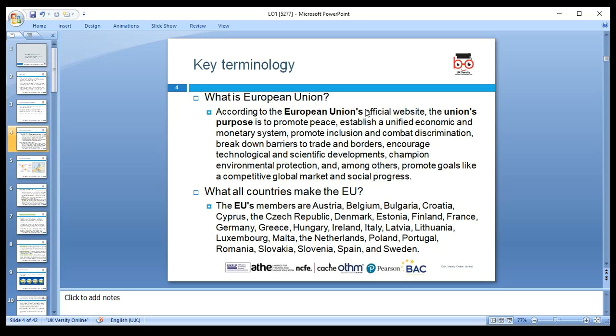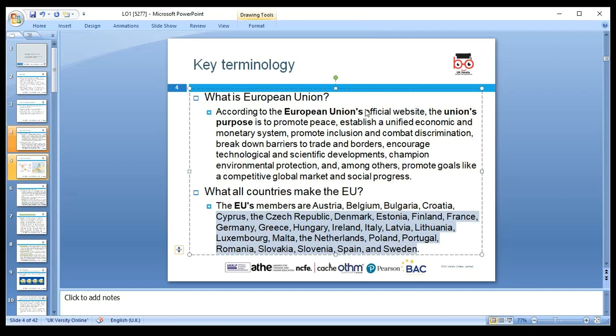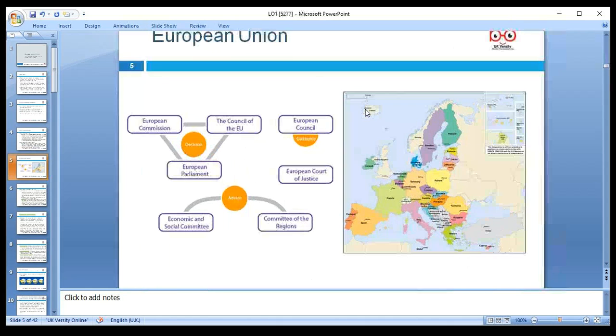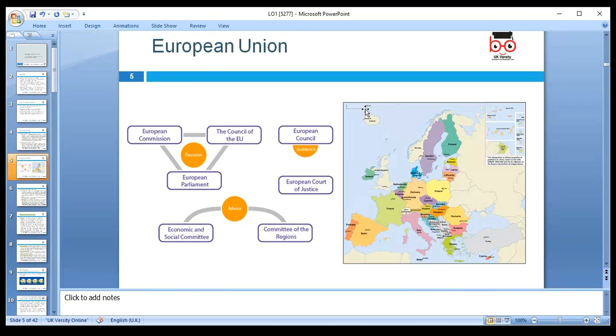All these countries make up the EU. The EU members are Austria, Belgium, Croatia, Germany, Greece, Hungary, Latvia. These are the countries mentioned. Those are part of the EU, and the UK, of course, after Brexit, is no longer part of the European Union. But it is still in Europe; leaving the EU doesn't mean being outside Europe.